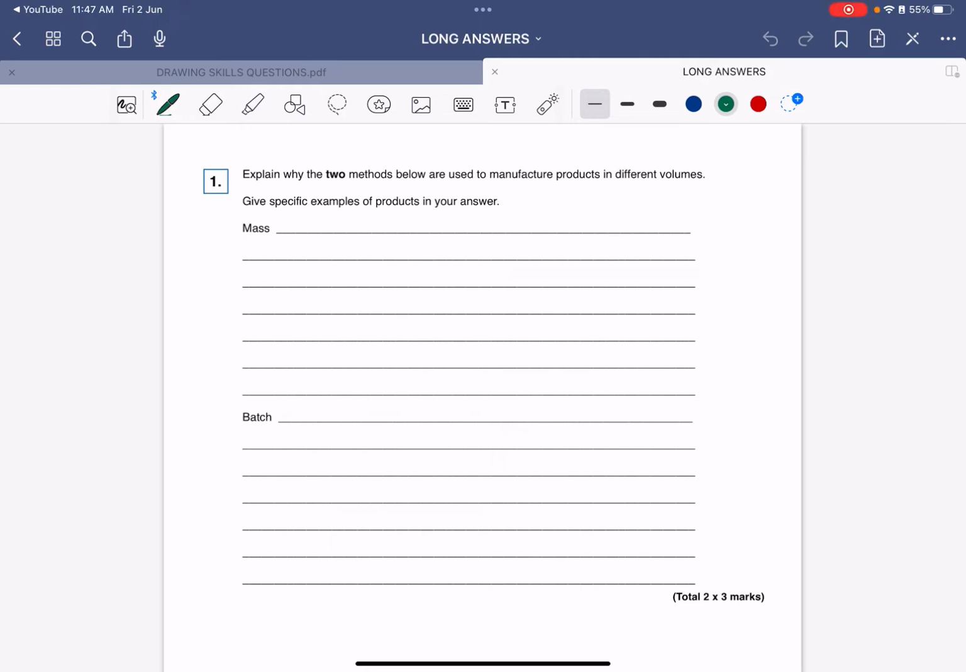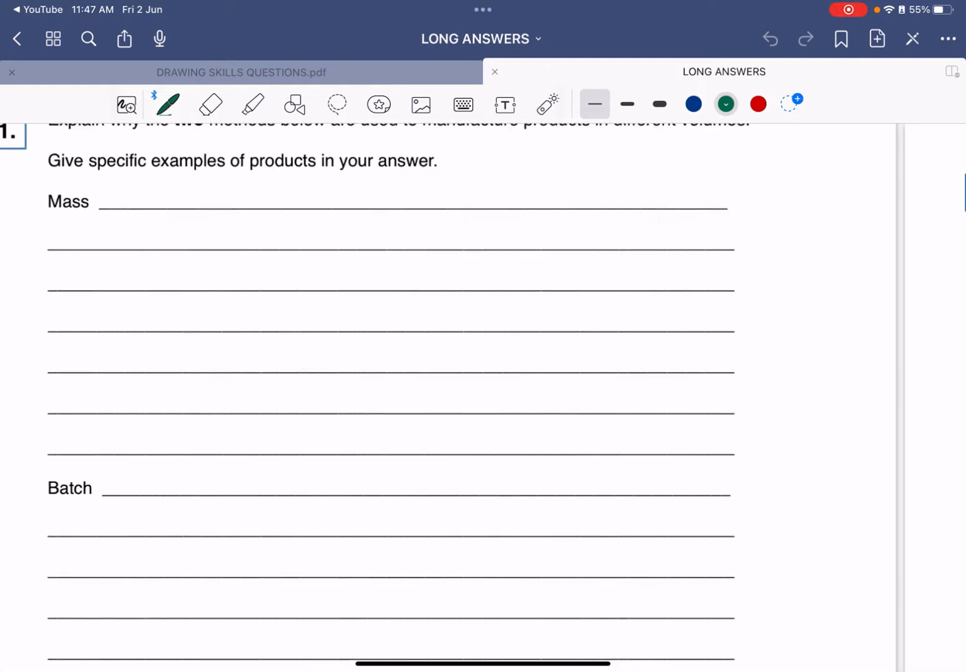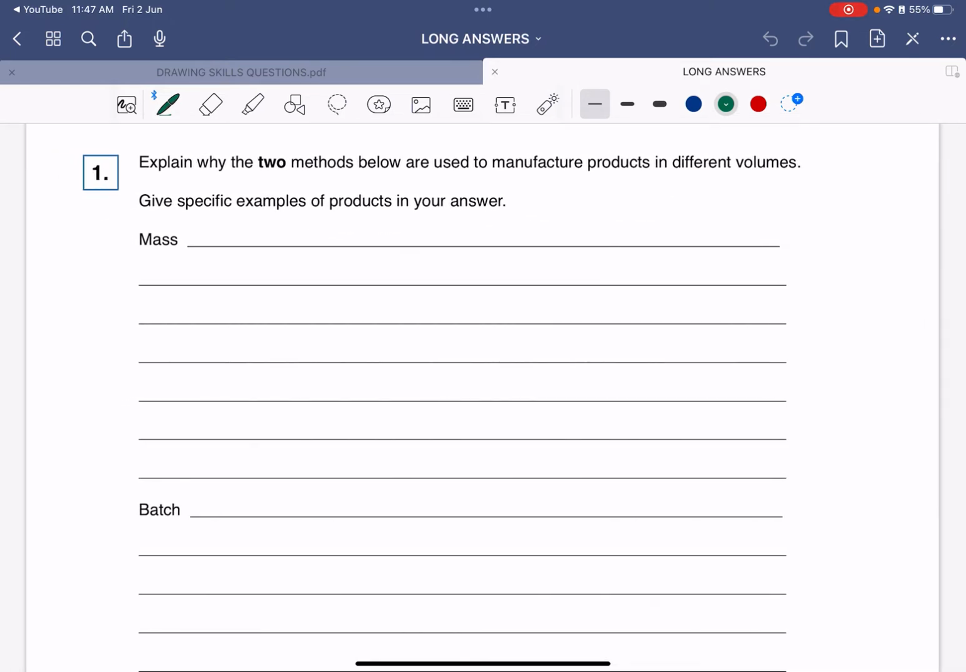I'm going to talk you through how to give answers for slightly more extended writing. Let's look at this question here. Explain why the two methods below are used to manufacture products in different volumes. Give specific examples of your products in your answer. So, two methods. We've got mass and batch. They should have said two scales, really, in different volumes.